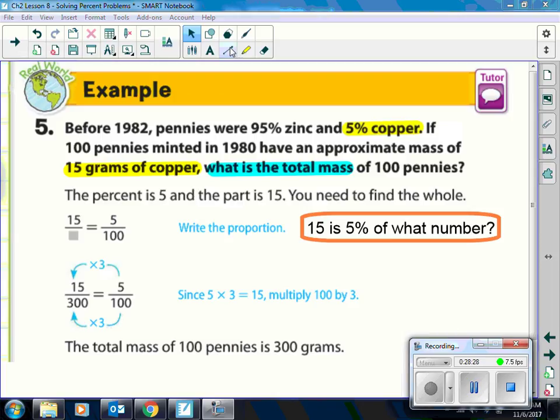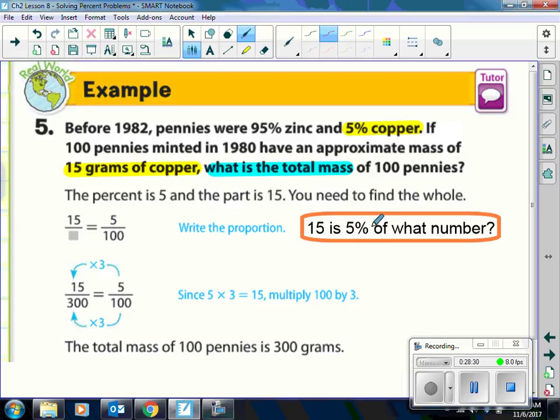So now you can see that your percent, of course, is 5%. So that's 5 over 100. The part is the 15. So that goes in the numerator. And the of what number, that's our whole that we're solving for. And that's our gray box here. So, in order for us to go from 5 to 15, we're going to multiply times 3. So that means that we need to multiply times 3 in the denominator too. So 100 times 3 is equal to 300. So the total mass of 100 pennies is 300 grams.